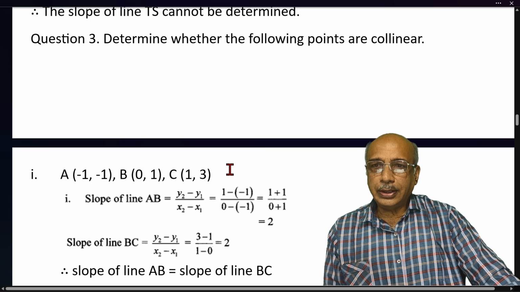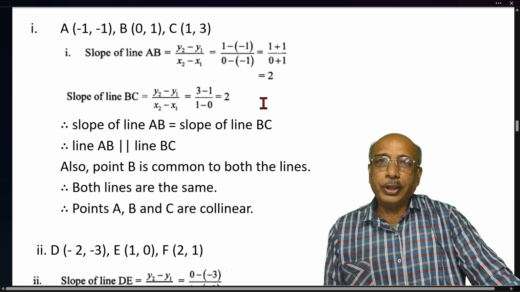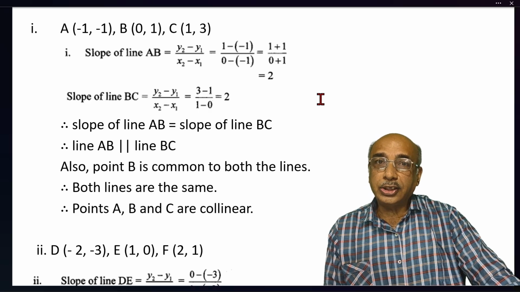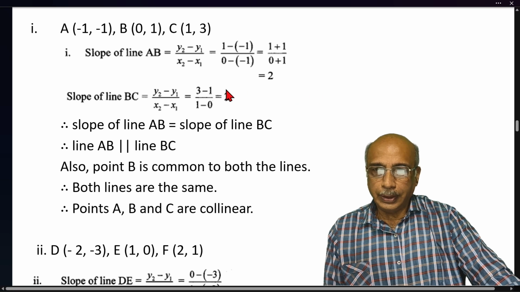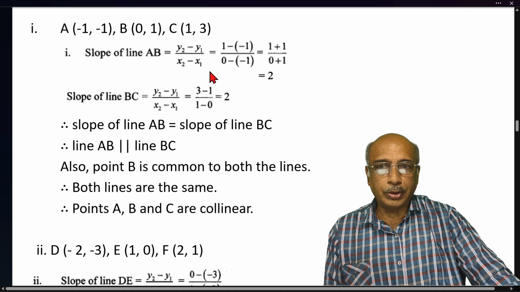Next question is, determine whether the following points are collinear. When the points are collinear, we have seen in the previous exercise. Now, here using the slope method. If slope of two lines are same, then they can be collinear with a common point. So here slope of line AB equals, coordinates of A and B we will take, substitute the values in the formula y2 minus y1 upon x2 minus x1. Slope of line AB is 2.